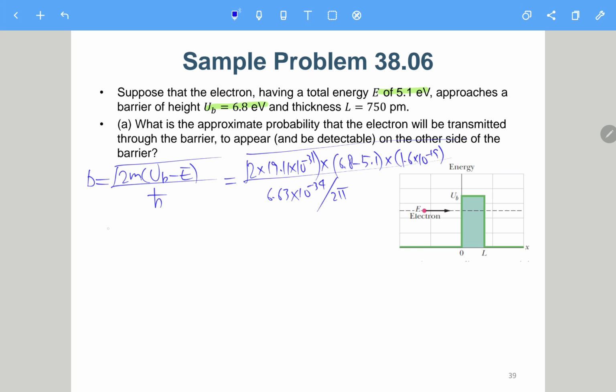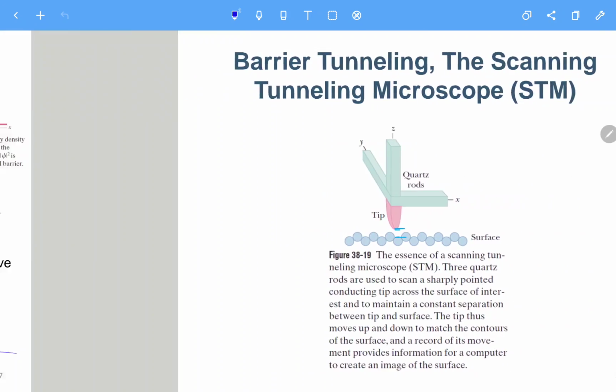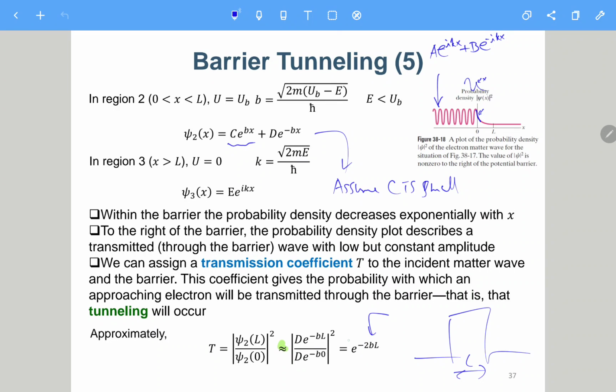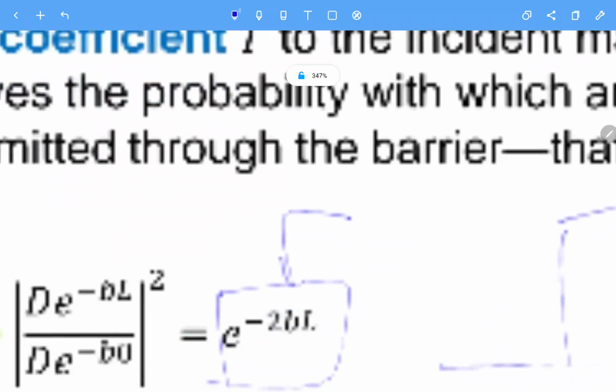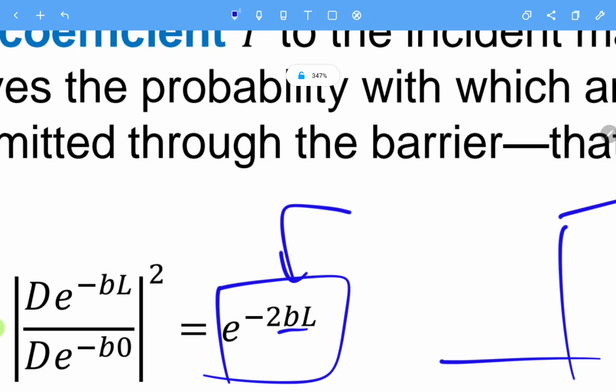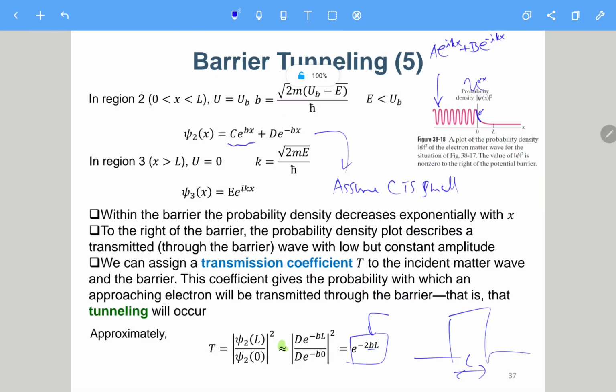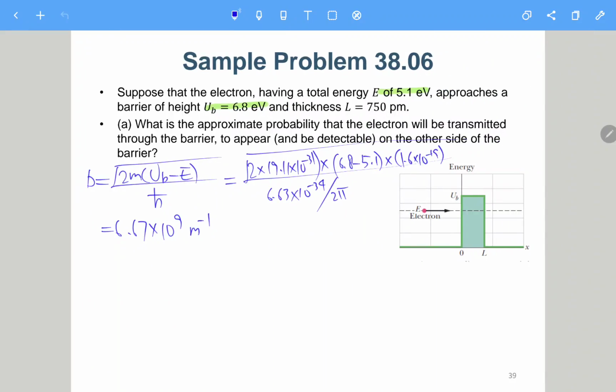Okay, so here B is 6.67 times 10 to the 9th power, and the SI unit should be meter inverse. If you look at this, it is an exponential function. The exponent should be dimensionless, and L is the length. So B should have the dimension of inverse length. So B has an SI unit of meter inverse.